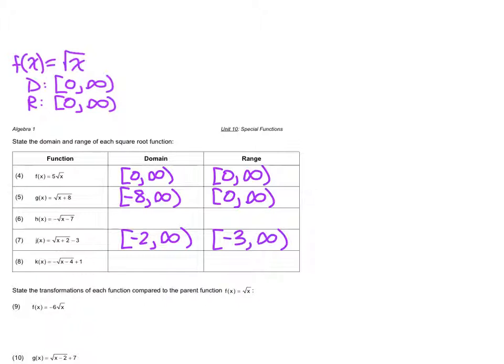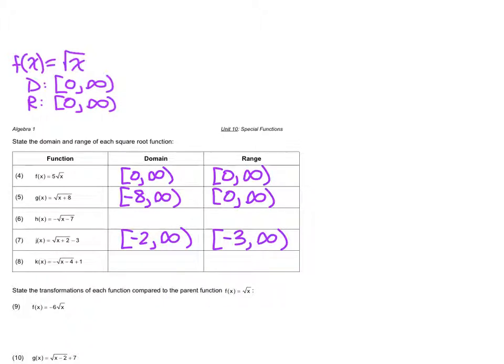The tricky ones are 6 and 8 because they have negatives. So now the negative, will that impact the x values or the y values of a function? The y values, because the negative tells us to flip it over the x-axis. So if I had a point at 2 comma 1, it would go to 2 comma negative 1. We're changing the y values, we're not changing the x values.